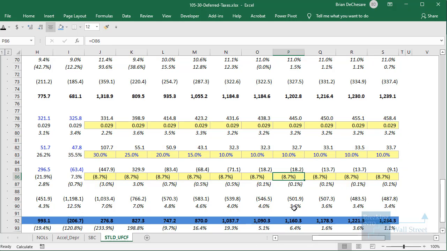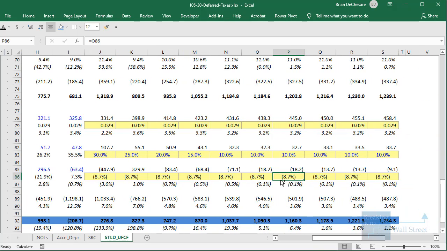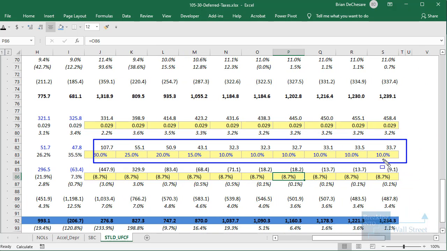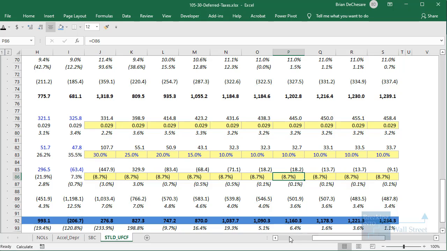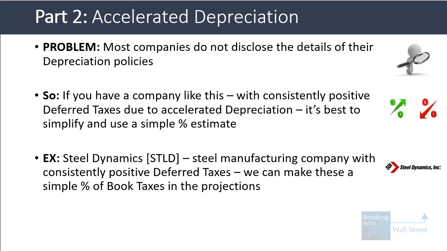Now, we think that the effect size will be smaller, that it's probably going to go down to more like a 10% differential by the end, but that is a very quick and simple way to do it when you're dealing with more of a mature manufacturing company like this that is using accelerated depreciation. That's part 2. Let's now go to part 3 and talk about something else that affects deferred taxes, which is stock-based compensation.